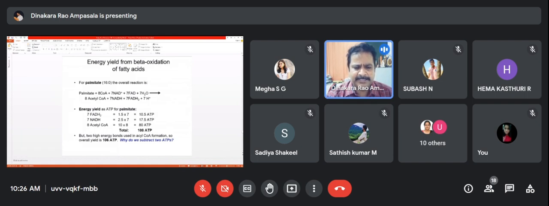Once 1 acetyl-CoA enters into the TCA cycle, you will get 10 ATP molecules. So 8 into 10, 80 ATP molecules. Here you can see a total of 108 ATP molecules will form once fatty acid molecules are oxidized inside the cell. Okay, 2 ATP molecules are used to activate the fatty acid molecule. That's why you get a net 106 ATP molecules out of palmitate, which is a 16 carbon fatty acid.